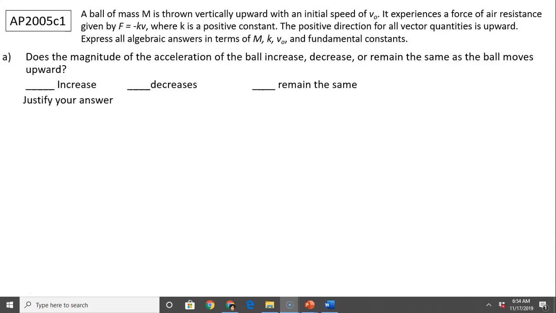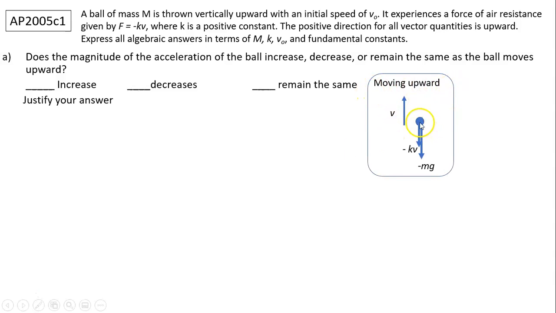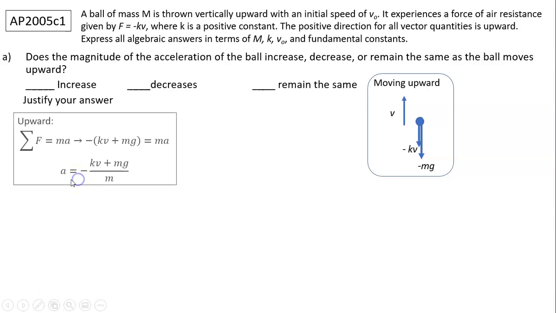Part A. Does the magnitude of acceleration of the ball increase, decrease, or remain the same as the ball moves upward? You have to justify your answer. In order to figure out how the acceleration changes, we need to start with a free body diagram. As the ball moves upward, v is positive, but the air resistance kv and mg are negative, because upward is positive and downward is negative. From Newton's second law, net force equals ma. Net force is negative kv minus mg equals ma. From here we can solve for a. a is just negative kv minus mg, over m.